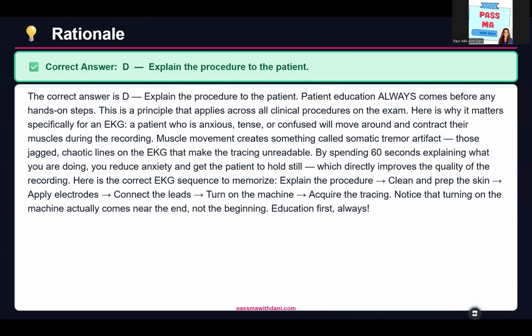So when we talk about the order of sequence from the options that they gave us, number 1, always explain the procedure. Then we're going to go ahead and clean and prep the skin. Apply the electrodes, then connect the leads, turn on the machine, and then get the tracing.